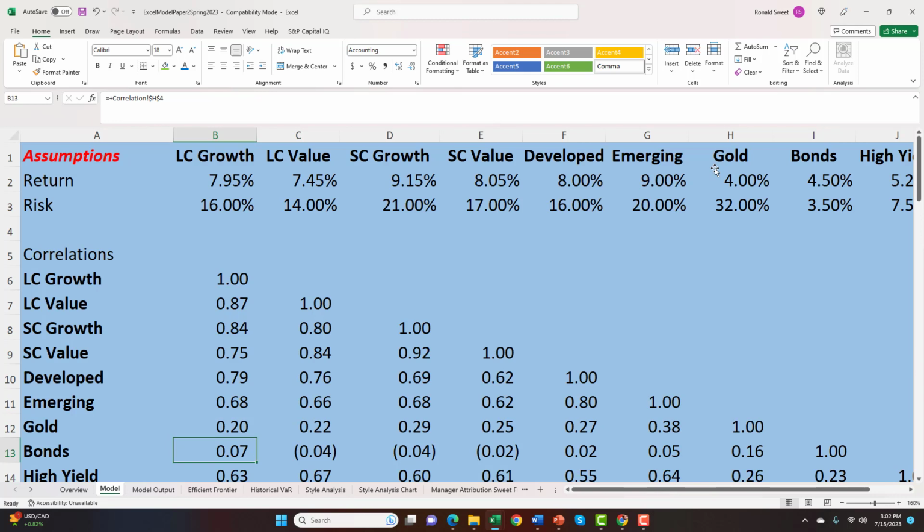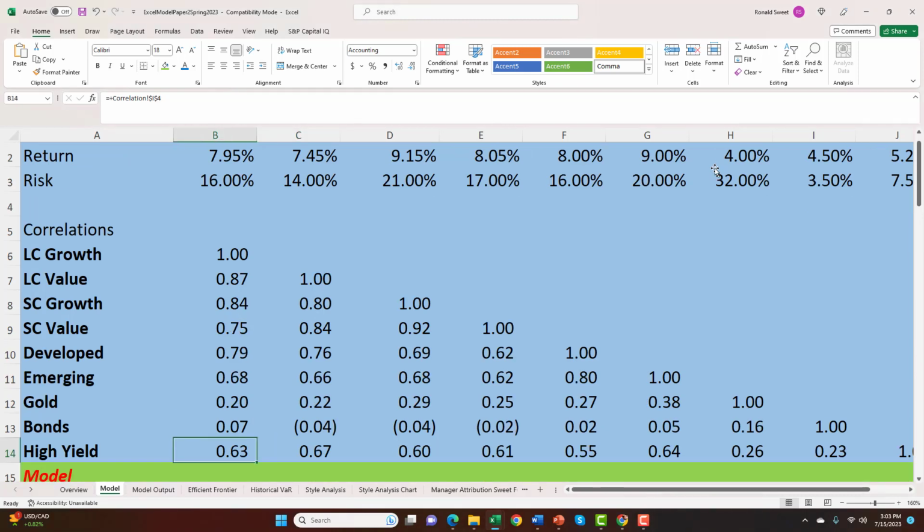Bonds and stocks, we're going to talk more about that in the next video. Over the long term, they've been fairly uncorrelated, but we'll talk about how there are times when they're more highly correlated and there are times when they're negatively correlated. We can only have one assumption, so we have to capture it all in one assumption. High yield tends to be highly correlated with stocks.